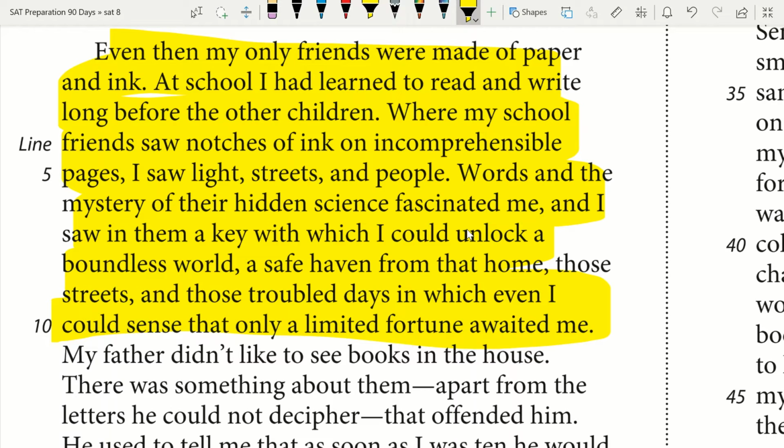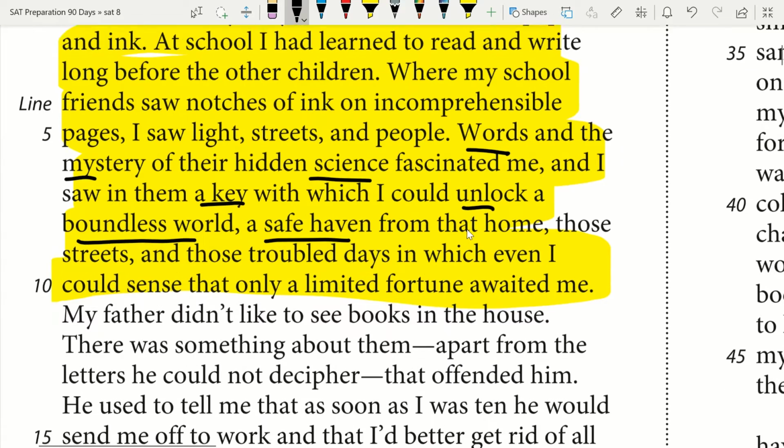All right, so what is this showing? Well, we know that this narrator obviously has a strong passion for writing and for reading, right? Words and the mystery of their hidden science fascinated him. He saw them as a key that he could use to unlock a boundless world, a safe haven from the struggles in which he grew up. So it's really describing his passion for writing and reading here.